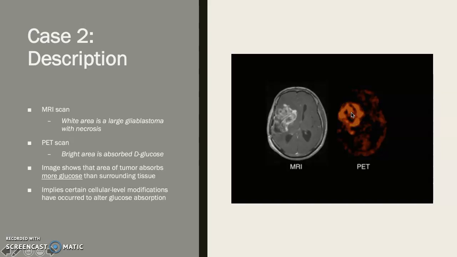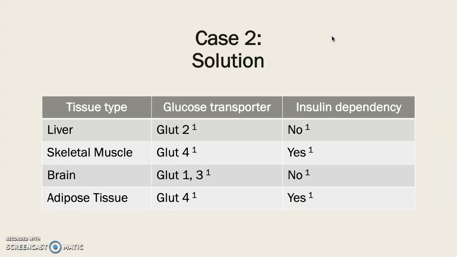This is basically carried out by having fluorescent proteins incorporated into glucose, and basically when it glows, it suggests that there are high levels of D-glucose present. This shows that the cancer cells in the tumor have also absorbed more glucose than the surrounding tissue, and for such a thing to occur, certain kinds of cellular modifications would have to happen so as to allow for increased glucose absorption.